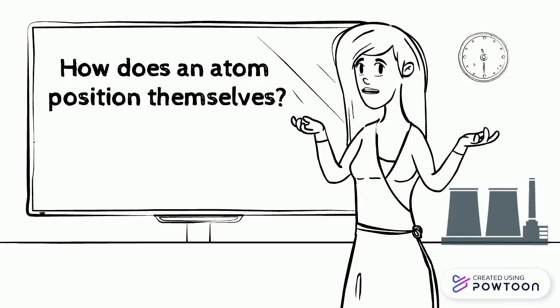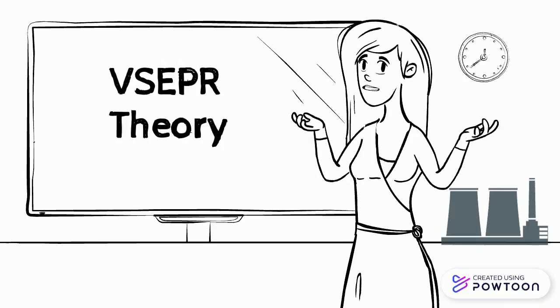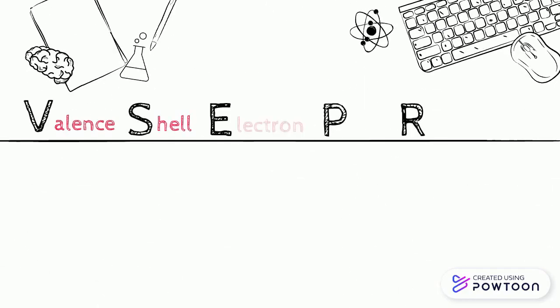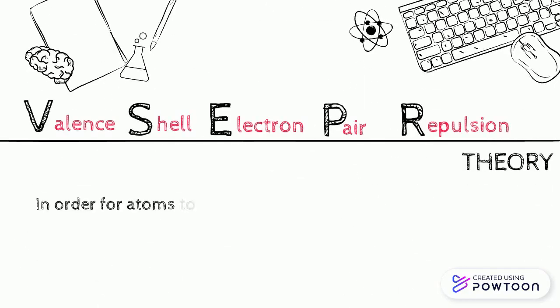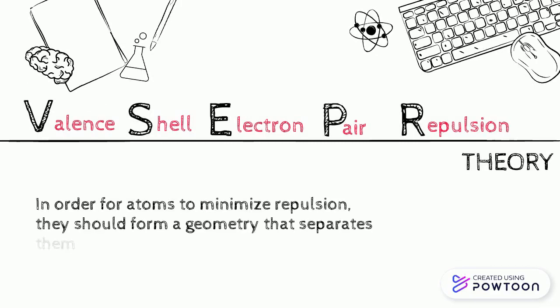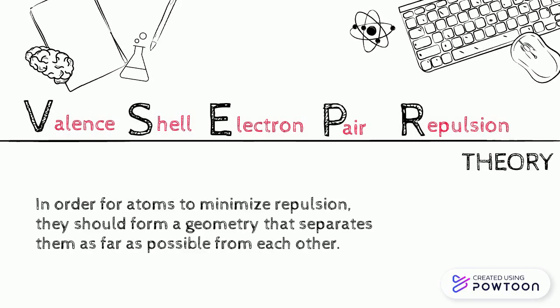We can answer this question through the VSEPR theory. Valence shell electron pair repulsion theory tells us that in order for atoms to minimize repulsion, they should form a geometry that separates them as far as possible from each other.